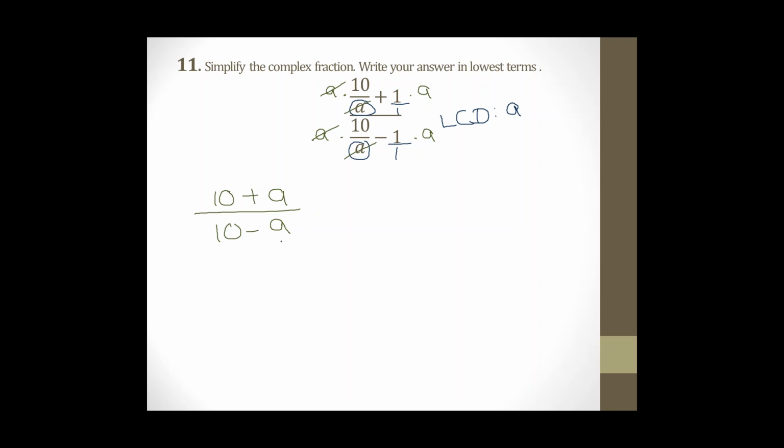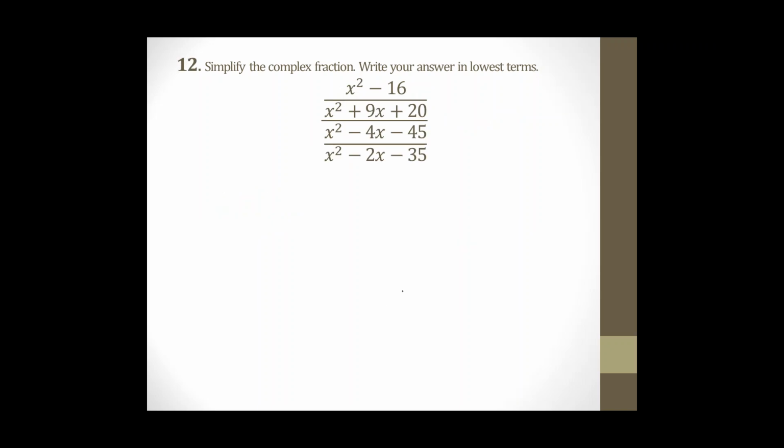Because these are not the same, I cannot simplify any further. This is my final answer. So depending on how the problem looks, one method is easier than the other. And if I have a complex fraction that looks like this, where I do not have the same common denominators of the individual fraction, I would use this method. And this is answer choice D, if I'm not mistaken. Okay, if there are no questions, then let's move on to number 12.